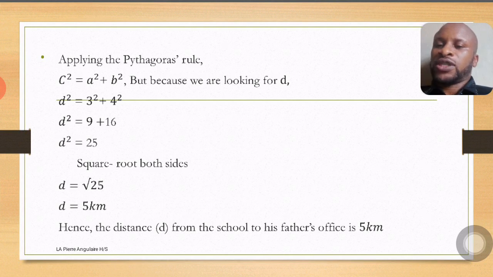Square root both sides. When we square root both sides, we have D equals square root of 25. And square root of 25 will give us 5 kilometers. Hence, the distance D from the school to his father's office is 5 kilometers.